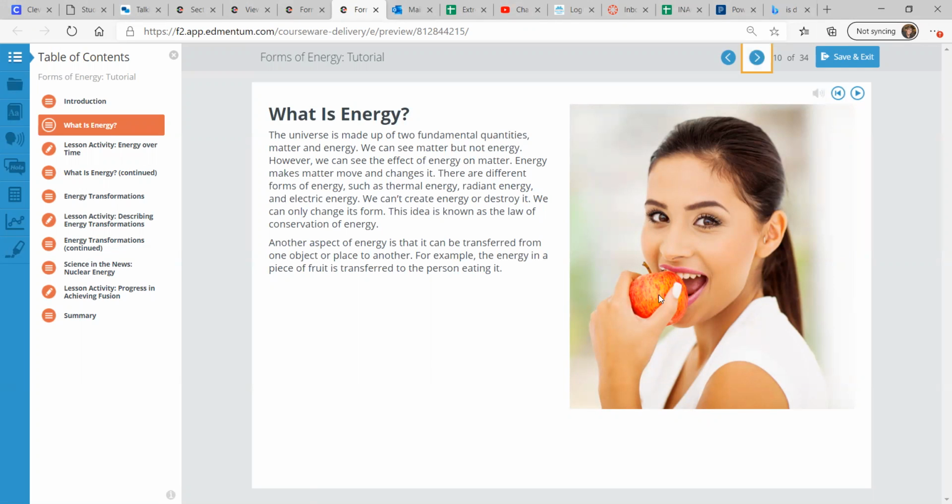There is chemical potential energy in fruit in the forms of sugar, carbs, and starches, and that is digested by the person and transformed into another form of energy.